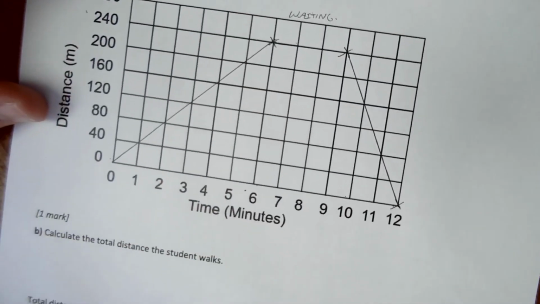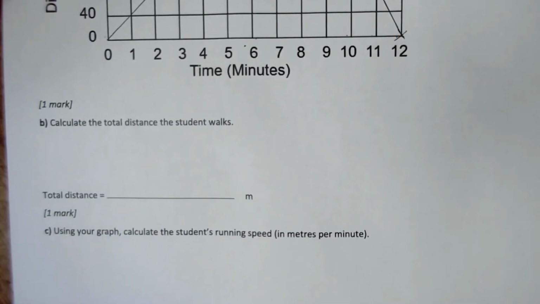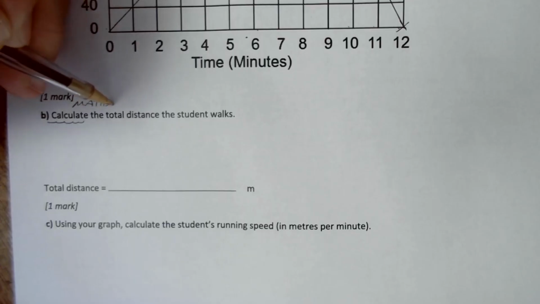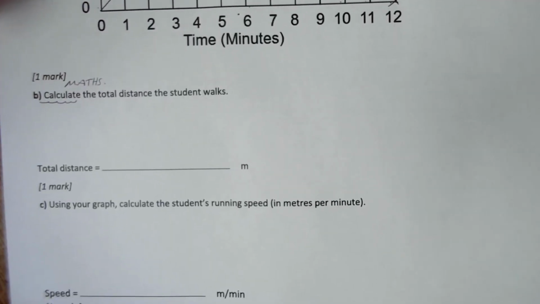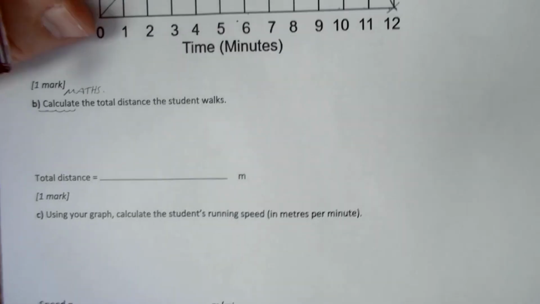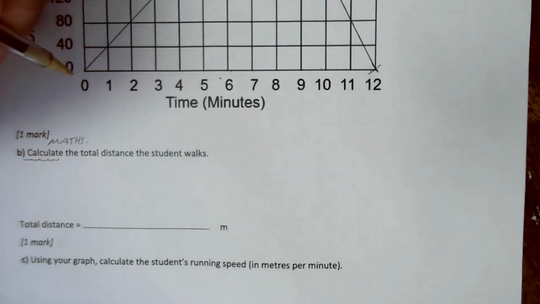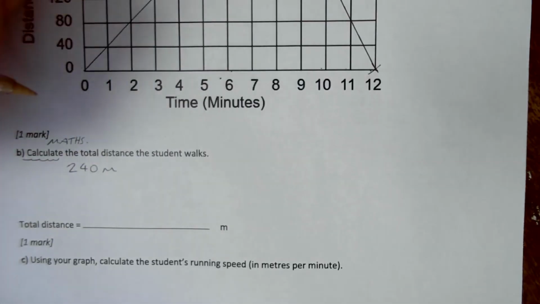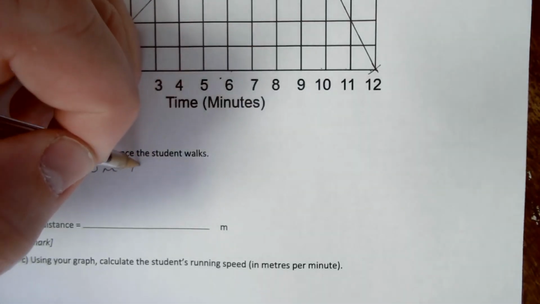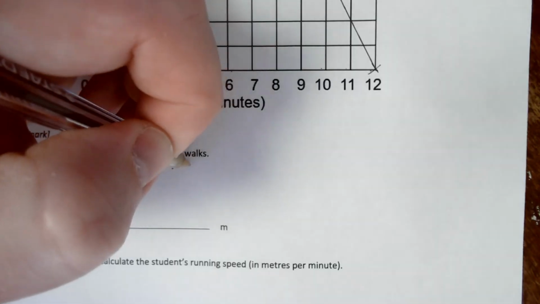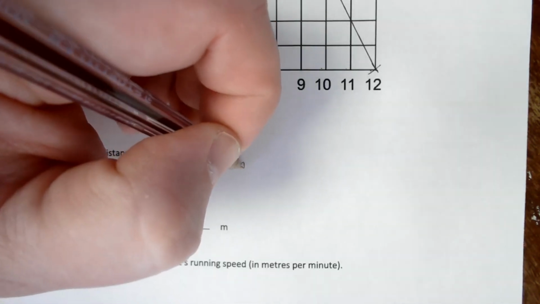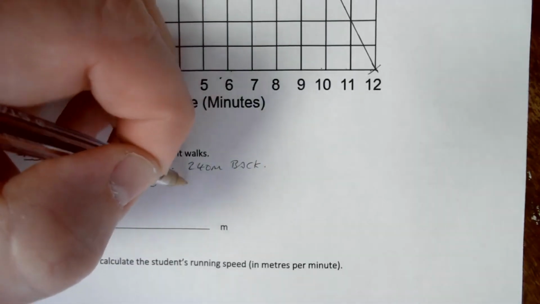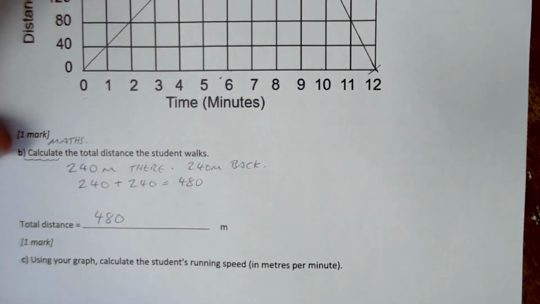Ta-da! Right. Calculate maths. As soon as you calculate, it's maths. Distance divided by time and all that jazz. What's the total distance, though? We're going to add them up. So she's going to walk how far? She's walking to the shop, which is 240 metres, and then she's going to walk back from the shop a further 240 metres. So she's 240 metres there and 240 metres back. Add those two together. She travels a total distance of 480 metres.